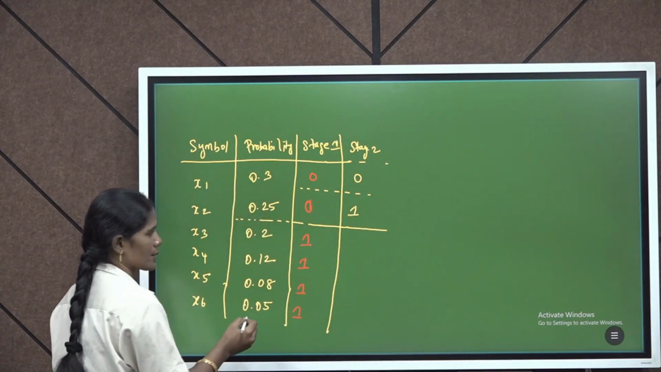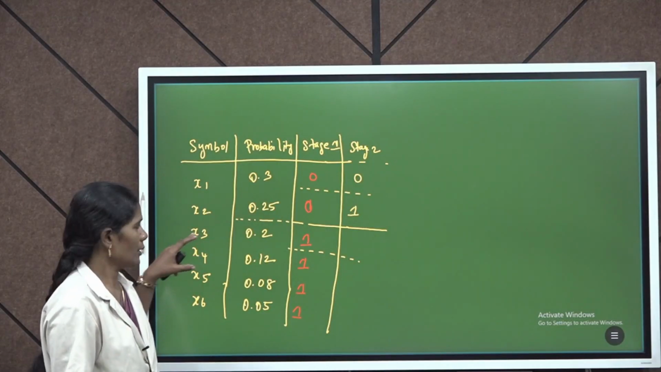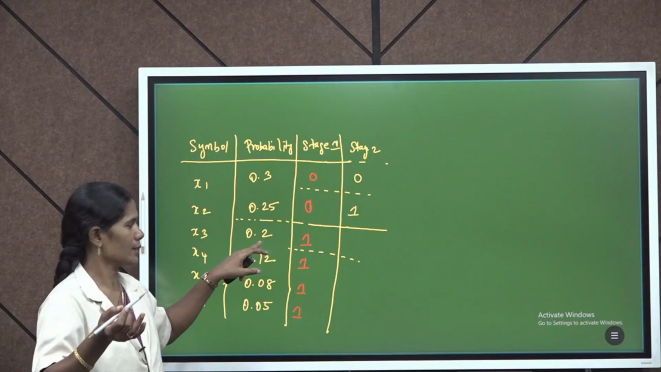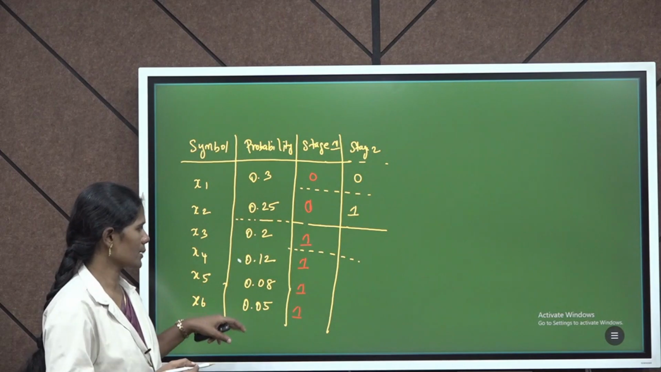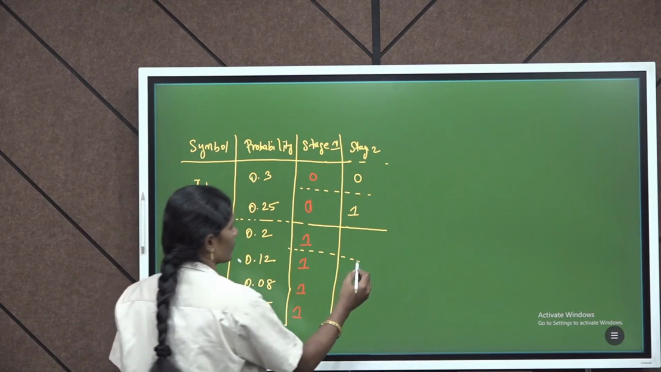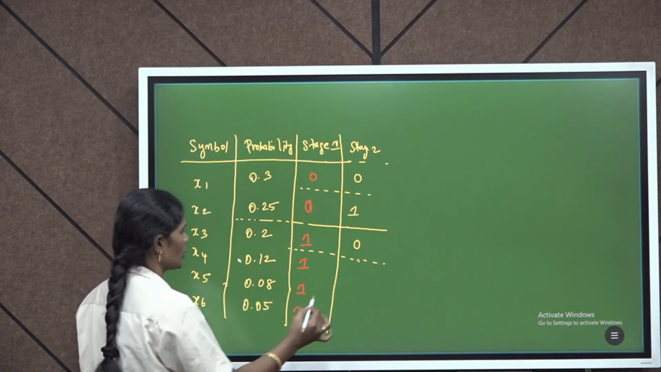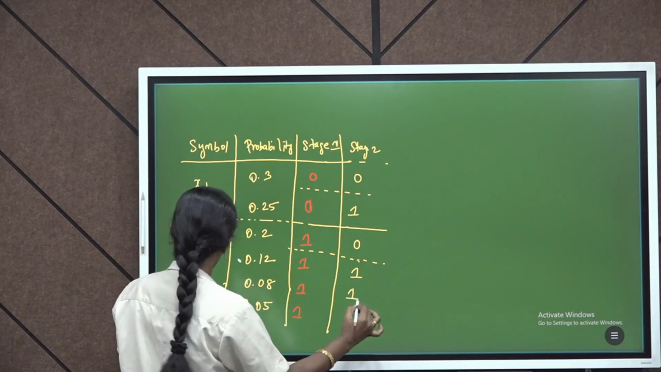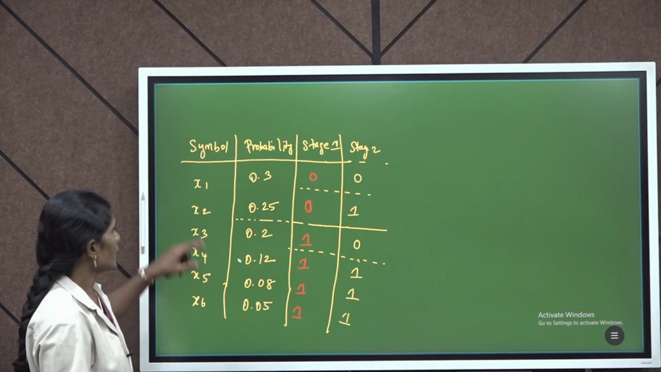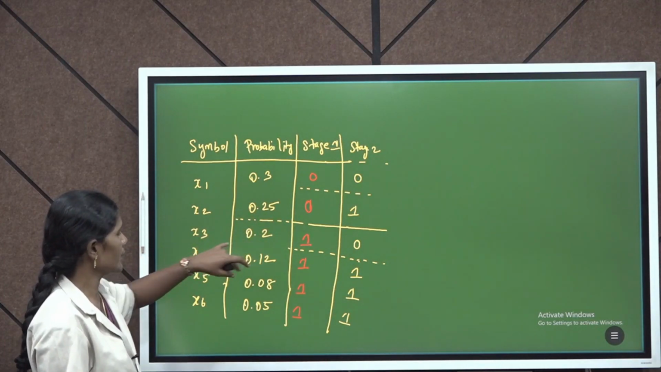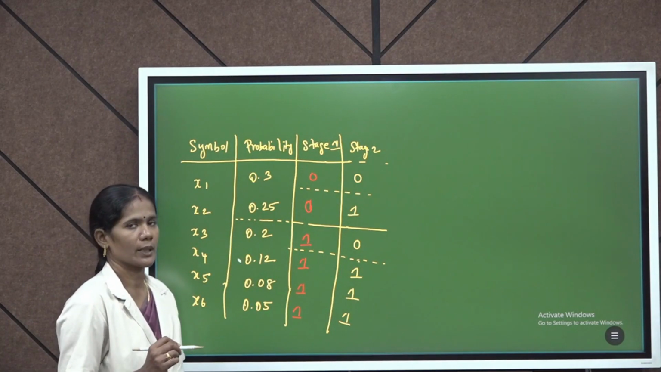In the lower partition set, again we subdivide with the probability values. In this second half, 0.2 will be the upper partition set, and 0.12, 0.08, 0.05, these 3 messages, form the lower partition set. So we assign 0 to x3 and 1 to these 3 messages x4, x5 and x6. In this second stage, x1 is a single team, x2 is also a single team, x3 is also single, and x4, x5 and x6 are clubbed together.